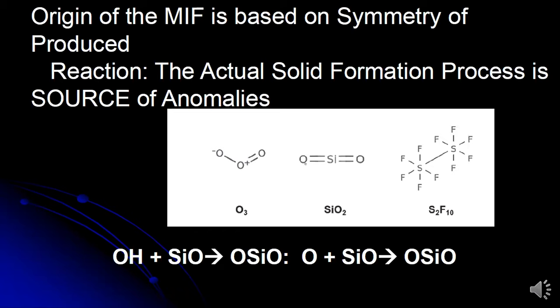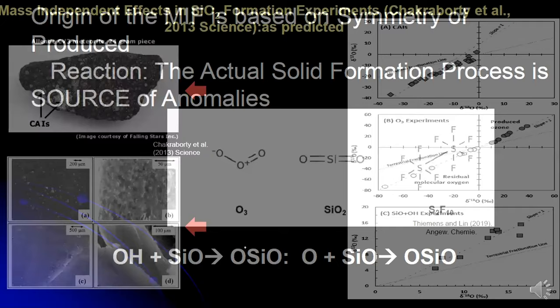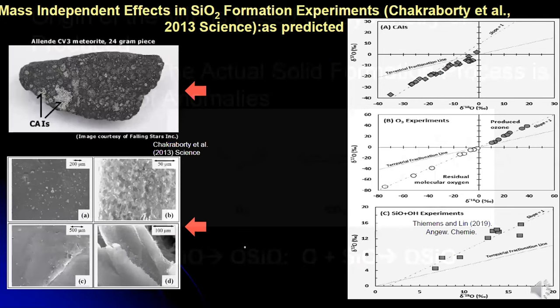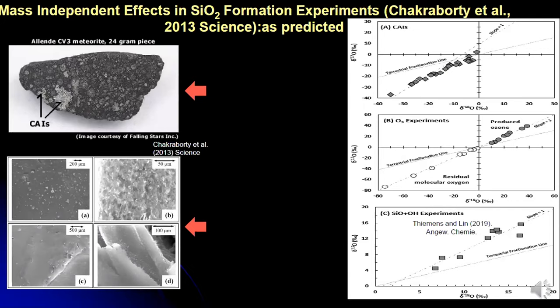And O plus SiO or OH plus SiO: the first step, when you take a gas that you see astrophysically and convert it into a solid product, should show the effect. Like you see in CAIs, you've got to get from your water, if that's what you like, and put it into a solid to get the slope one line that you see in the CAIs. The ozone experiments, and I think the next one shows us a little better.